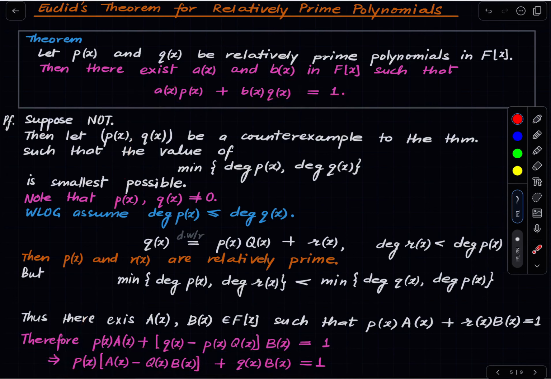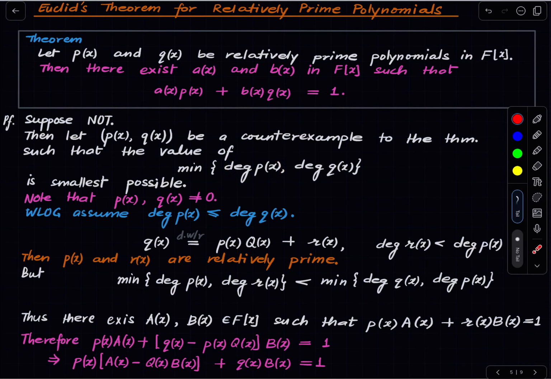And this contradicts the choice of the counterexample. p(x) and q(x) were a counterexample, so we couldn't have found such things, but we have found such things. This is a contradiction, and therefore there cannot be any counterexamples. Right? So that's it. So this proves Euclid's theorem. This proof is exactly the same as the proof for integers, except that here the notion of size is in terms of degrees. So yeah, fine.